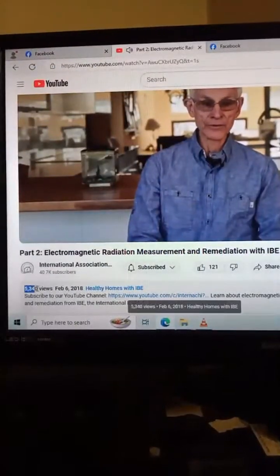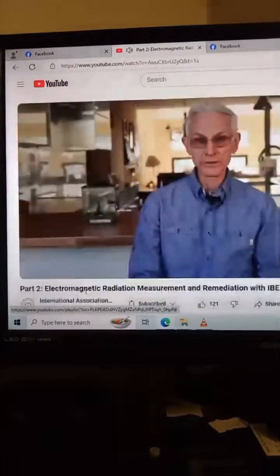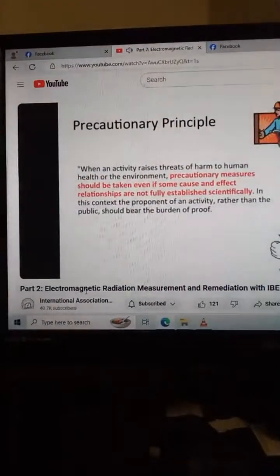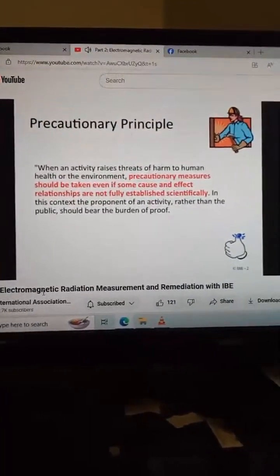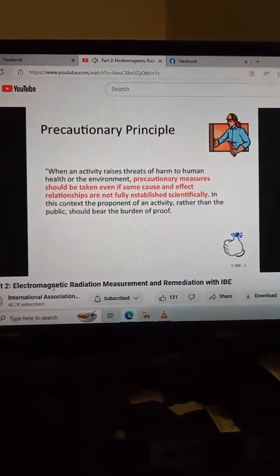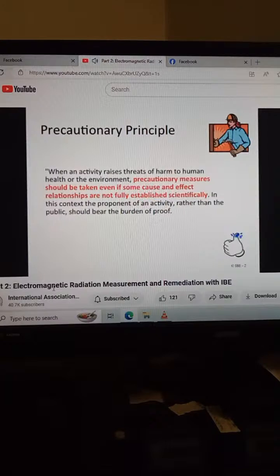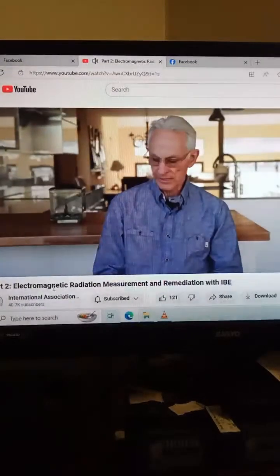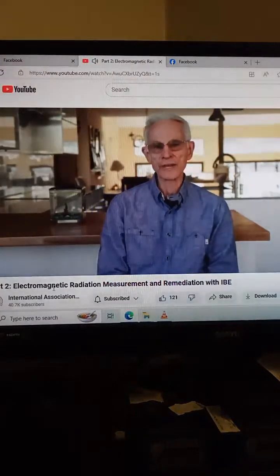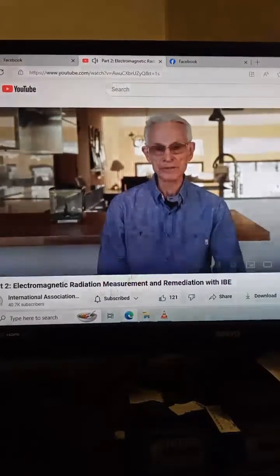The thing that we're operating on for people who are well and not being noticeably affected by these fields is the application of the precautionary principle. The precautionary principle really says in essence that when an activity is thought to raise harm to human beings or the environment, the thing we should do is to take action to avoid or reduce these exposures, even though we don't have direct cause and effect established by the scientific method.